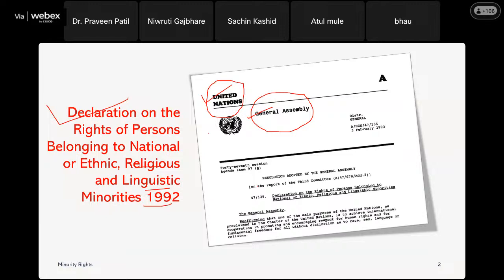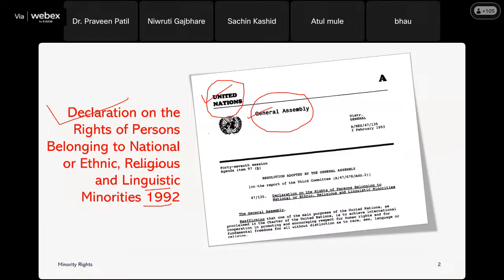be a linguistic minority. And this all culminated into a declaration of 1992, which was signed on 18th December 1992. And therefore, we as Indians and we as a member of the international community celebrate this particular day as International Minorities Day. And this celebration is all throughout the world.